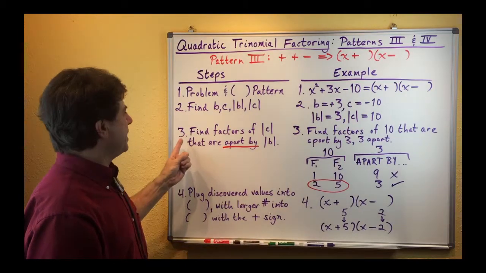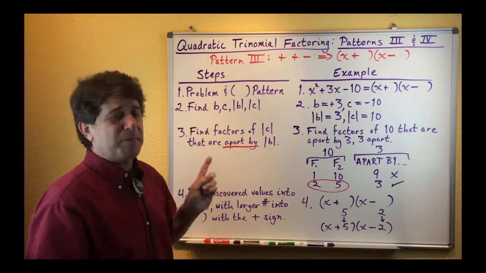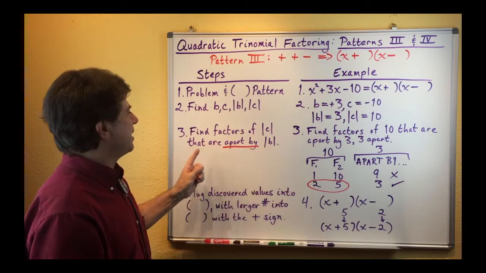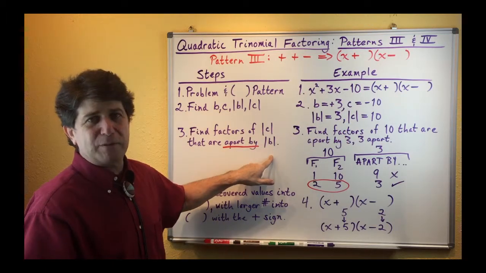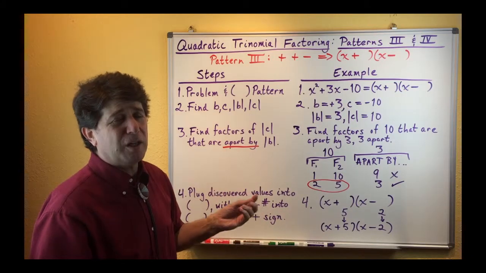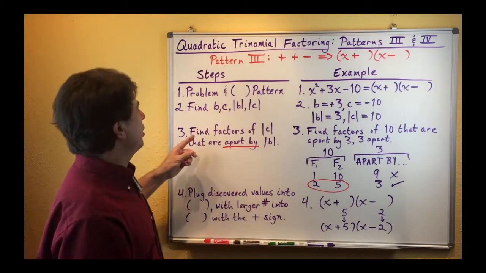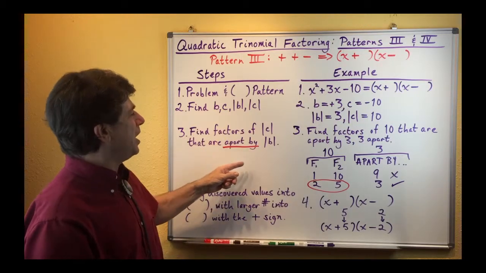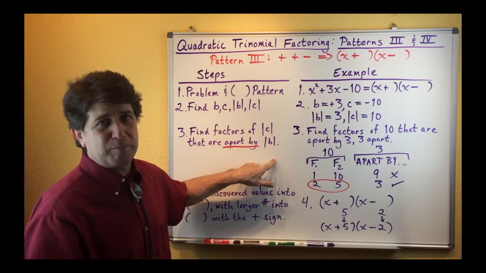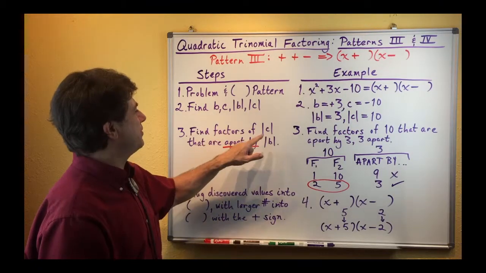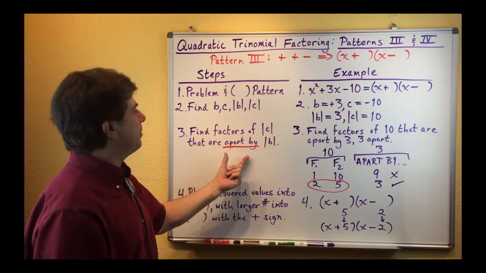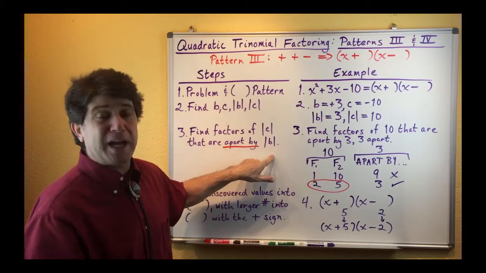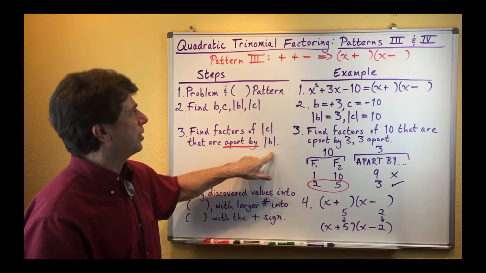Step 3 is the step that's a little bit different. Find factors of the absolute value of c that are apart by the absolute value of b. As you'll recall, with patterns 1 and 2, we looked for factors of the absolute value of c that added up to the absolute value of b. Here we're looking for factors of the absolute value of c that are apart by the absolute value of b. That's the key difference, and that's going to be true for pattern 3 and pattern 4.